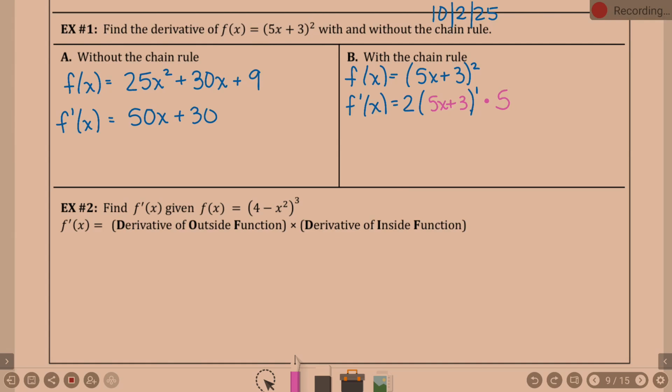Okay. Technically, you're done there. I would say to clean it up some, not that you necessarily have to, depending on what you're doing. But this 2 and this 5 out front can become 10. And then you have 10 times 5x plus 3. And hey, guess what? 10 times 5x plus 3 is 50x plus 30.